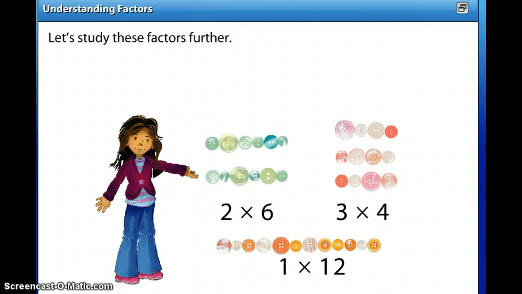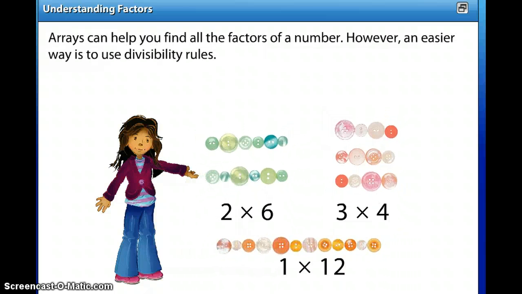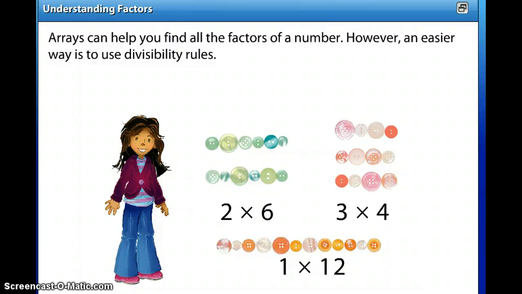Let's study these factors further. Arrays can help you find all the factors of a number. However, an easier way is to use divisibility rules. Not always are you going to have access to draw a picture of an array or have manipulatives to make an array. So an easier way is to use divisibility rules. Right now I want you to get out a piece of paper because you're going to take notes on what the divisibility rules are.